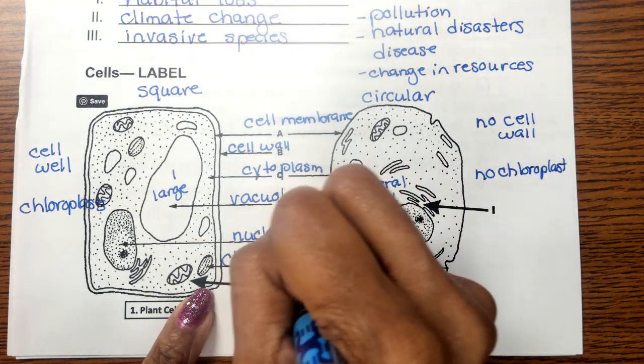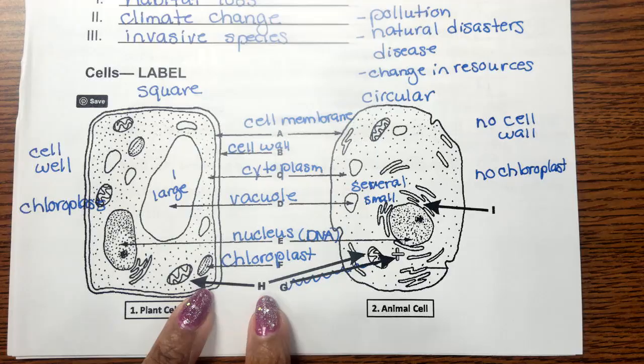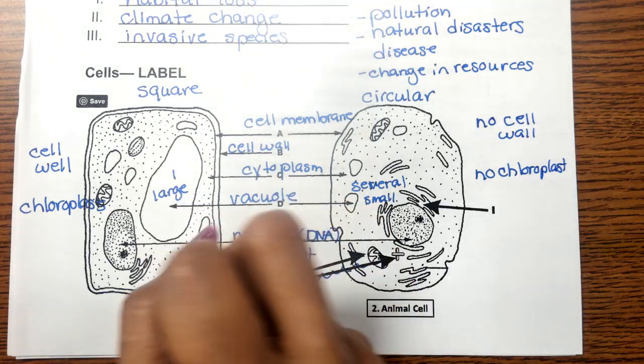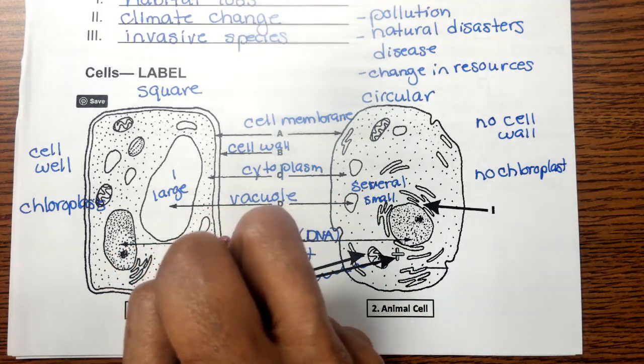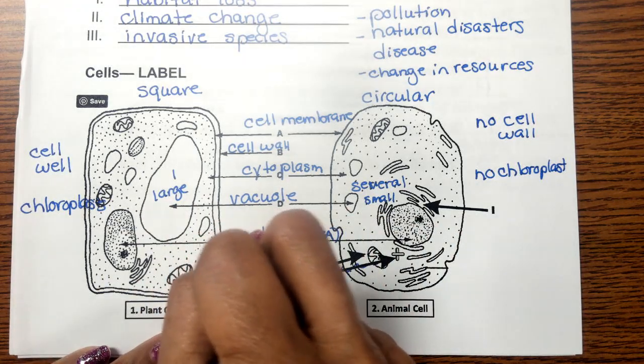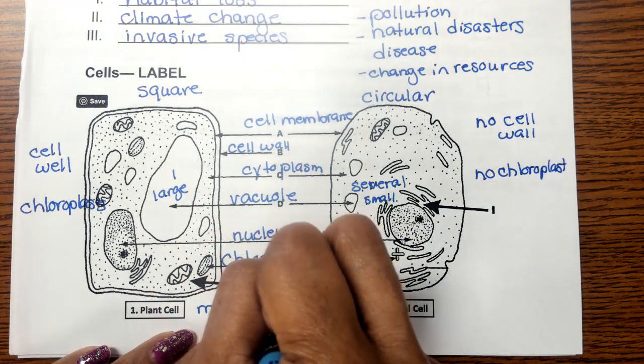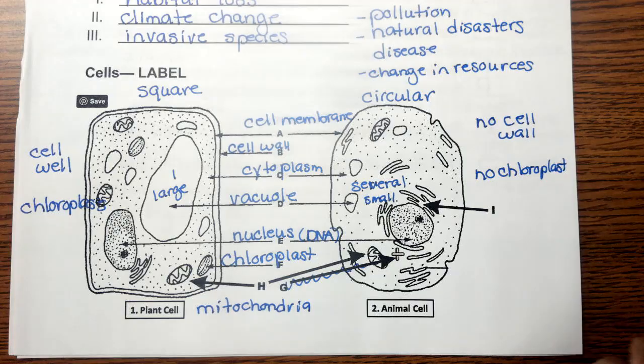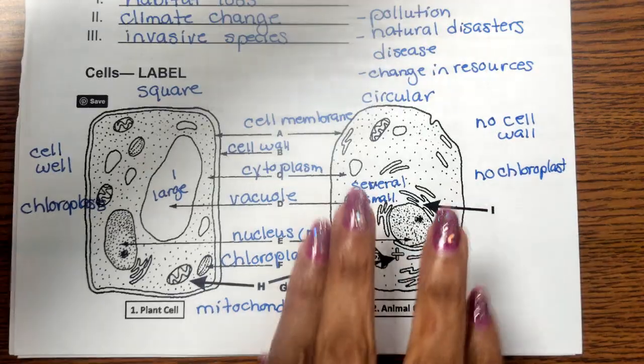G, don't worry about. H is in both plant and animal. This is your powerhouse, your energy center. This is your mitochondria. Okay, moving on.